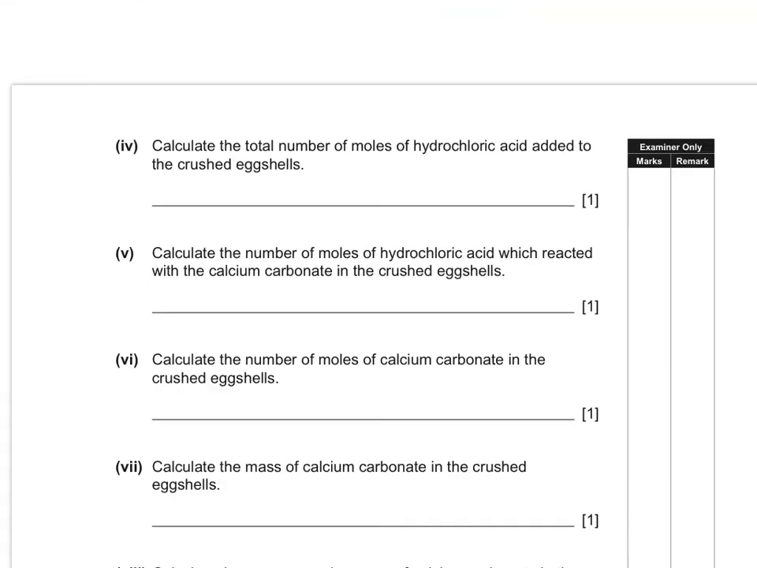Next part of the question asks you to calculate the number of moles of hydrochloric acid added to the crushed eggshells. This is referring to your initial moles. If you go back to the question, you'll see that they used hydrochloric acid of a concentration of 2 moles per decimeter cubed, and they used 100 centimeters cubed, which is 0.1 decimeters cubed. That is equal to 0.2 moles. So that is the initial that you added, and remember that's in excess.